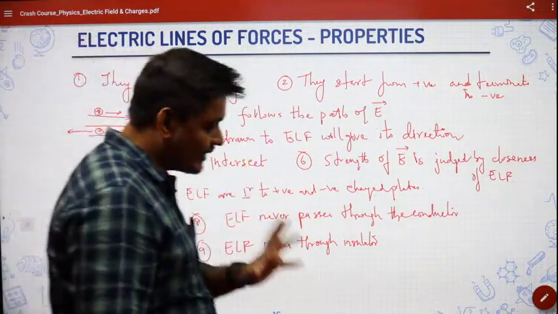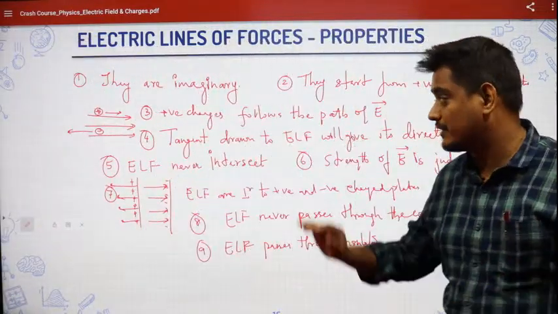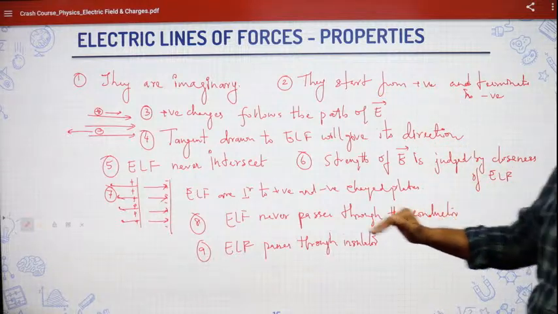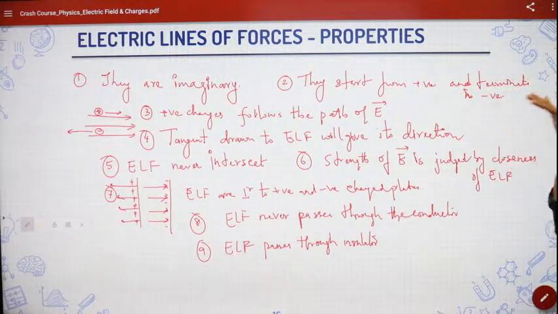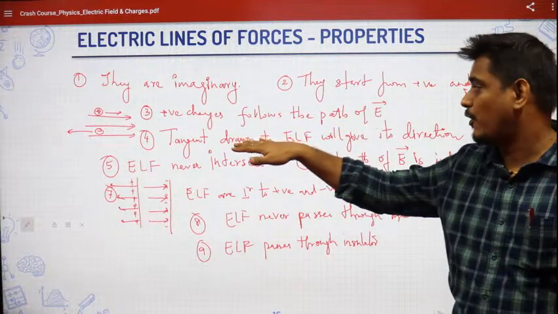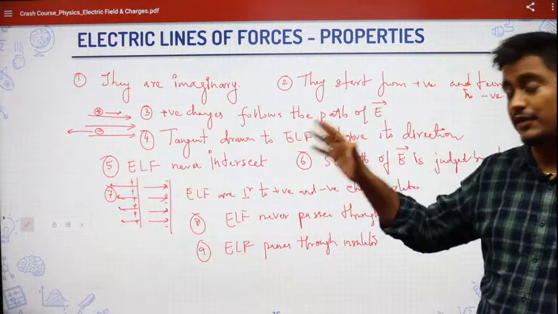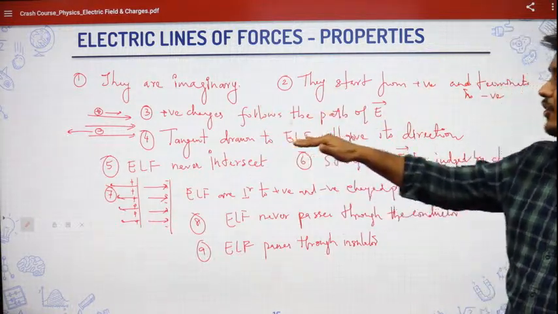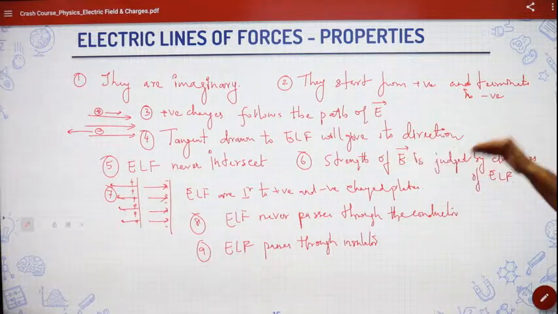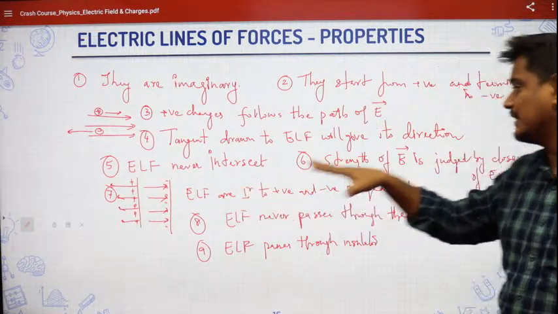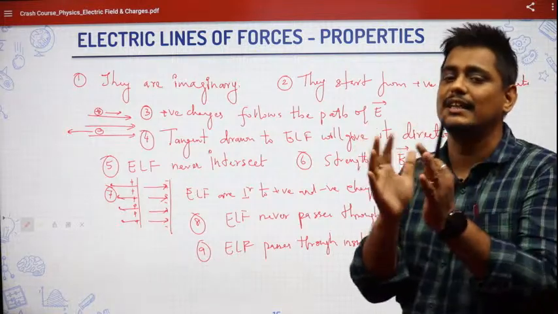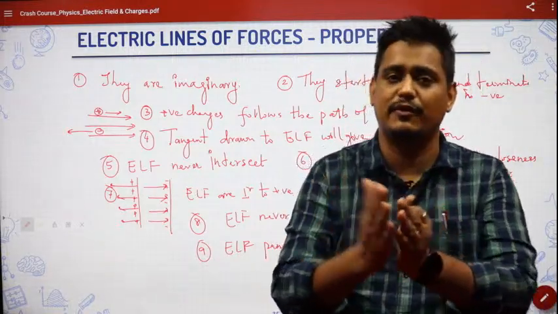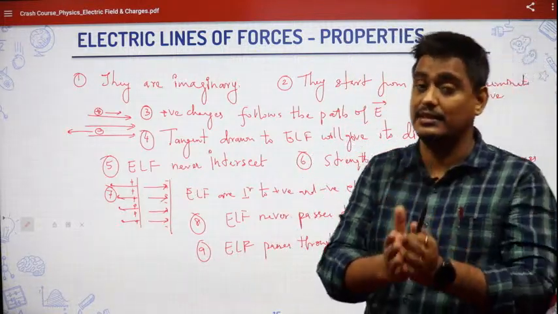So all these points, I hope you have understood. I have told everything step by step. They are imaginary lines. They start from positive and terminate at negative. Positive charges follow the path of electric field, and negative charge will go against the electric field. Tangent drawn to any electric line of force will give its direction. They will never intersect each other. The strength of electric field is given by the closeness of lines. If the lines are too close, electric field is very strong.